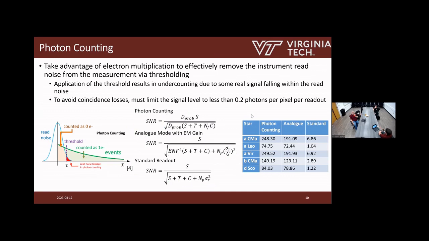Now, this table on the right is capturing a sample analysis of our instrument, where we can see 4 different stars that we considered as a target, and just how much we're able to improve the SNR we can achieve. So compare, for this first star, Alpha Canis Majoris, we can get 250 signal to noise ratio with photon counting versus about 7 for standard readout. So this is very useful for our instrument design.